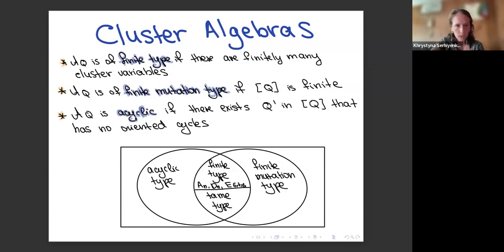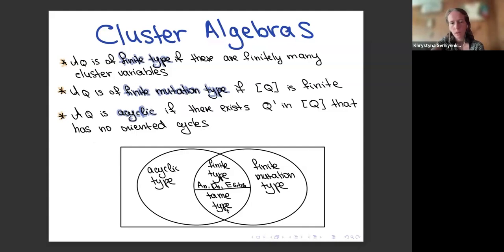There's another class which is said to be acyclic, and this one's important in representation theory when you categorify cluster algebras, so I just want to mention it. A_Q is said to be acyclic if there exists a quiver in the mutation class of Q that has no oriented cycles. These are also nice because there are more things that work in that case and we can understand them from more perspectives.